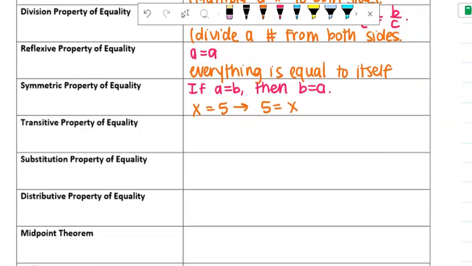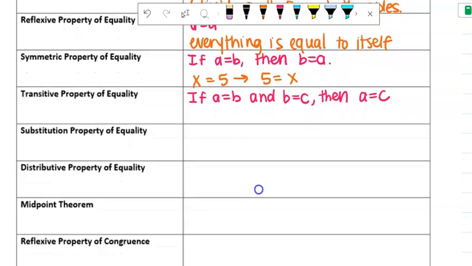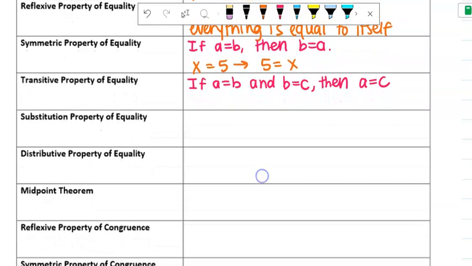Our transitive property is a little longer. It says that if A equals B and B equals C, then A equals C. If A and C are both equal to B, then A and C are equal to each other. It kind of reminds us of that law of syllogism where we've cut out the repetition of that B.